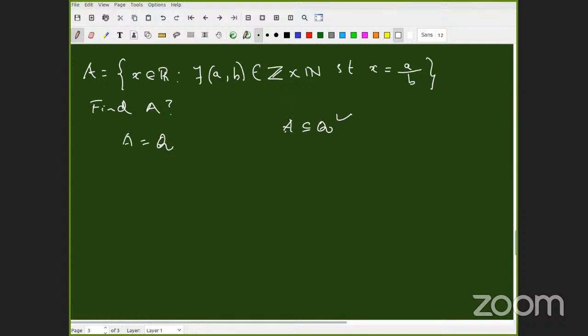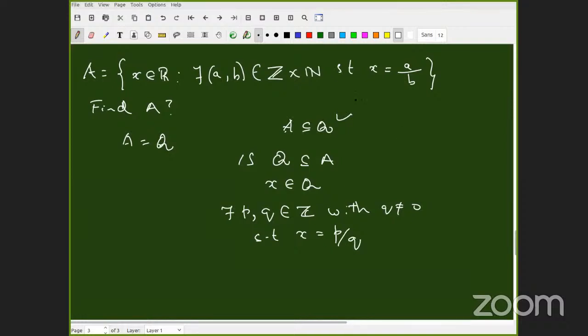Therefore, A is a subset of Q. Okay, right. Now, let's try to do the other way around. Is Q a subset of A? Yes. So, I'll start with X in Q. Then what do I know? Then I know there exist p, q in Z with q not equal to 0 such that X equals p by q.